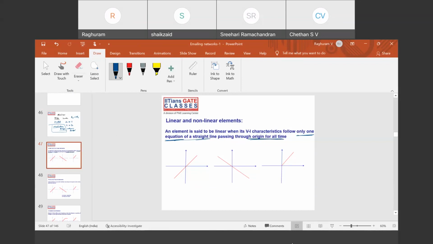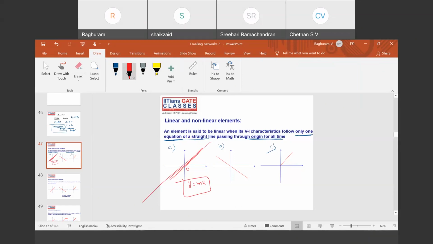From this there are three, A, B, and C. If you see this, is A a linear element or a non-linear element? See, this is the origin, it is passing through the origin, and this is a straight line. So only one equation of a straight line, something like y equal to mx, passing through origin for all time. So A is a linear element.